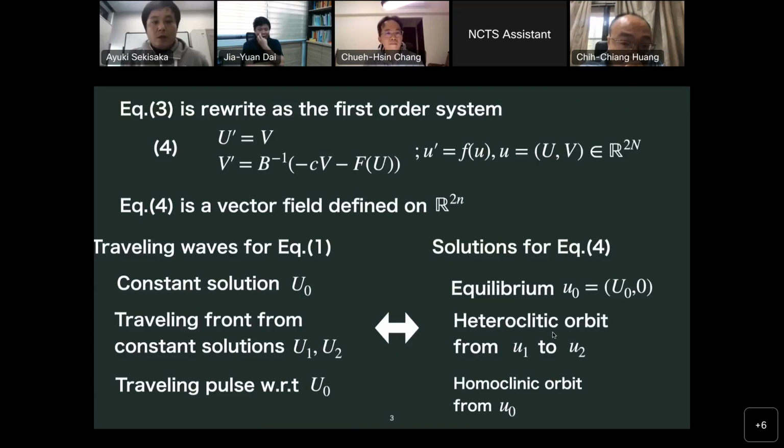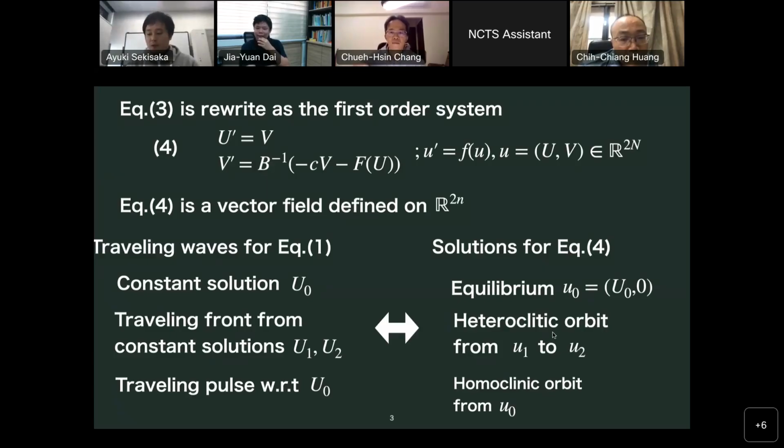Equation 3 is written as a first order ordinary differential equation, a so-called vector field on R^2n, 2n dimensional Euclidean space. Such rewriting into a vector field is very useful when applying dynamical theory and geometrical theory to existence and stability problems. This is just a rewriting of the equation.